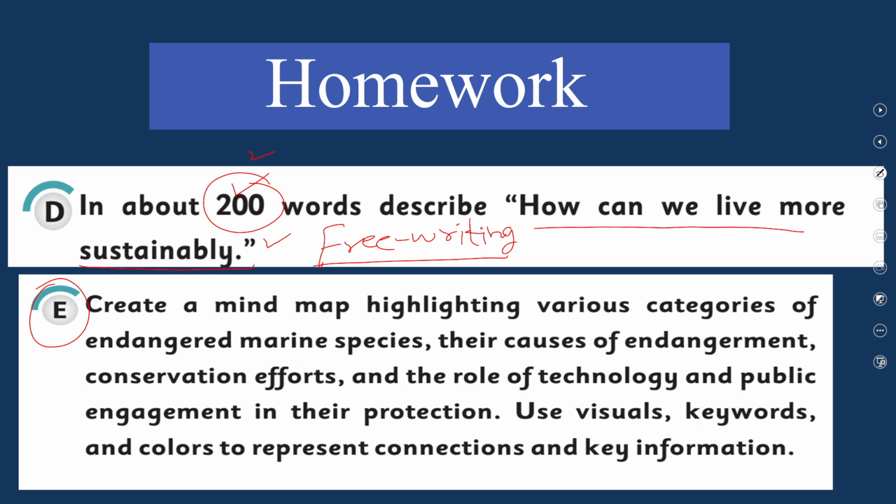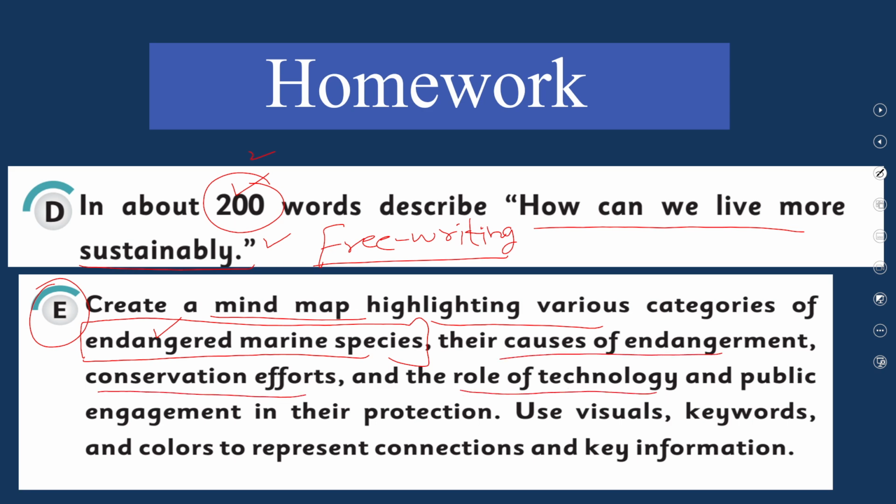In this exercise, in this homework part, you have to create a mind map highlighting various categories of endangered marine species. Species, animals that are found in the ocean, in lakes, in rivers that are endangered. How can we protect them? Their causes of endangerment, conservation efforts, and the role of technology and public engagement in their protection. Use visuals, keywords, and colors to present or represent connections and key information.